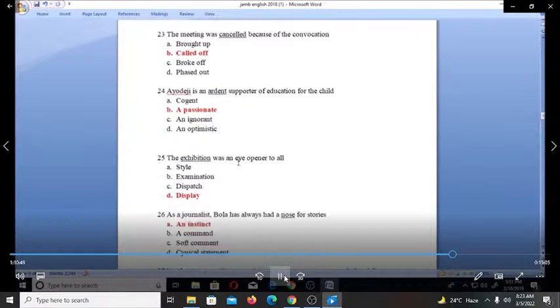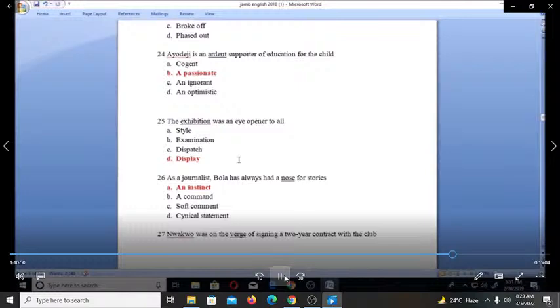Number 25, the exhibition was an eye-opener for all. What is the nearest meaning to exhibition? A, style. B, examination. C, dispatch. D, display. So the answer is display. Display is the word with closest meaning to exhibition.